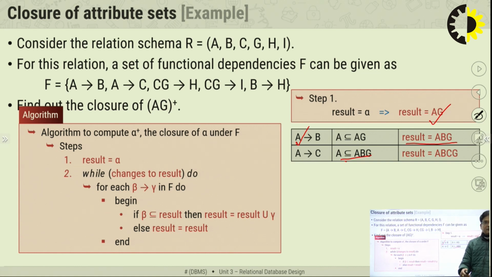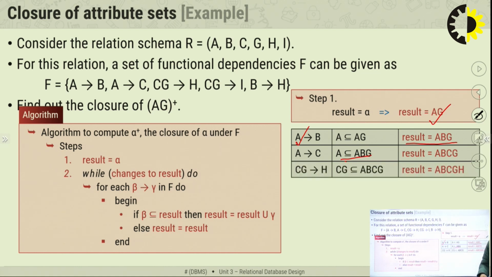Now, next FD is CG determines H. CG is a subset of the result. Then the new result will be A, B, C, G union H, that is, the new result is A, B, C, G, H.